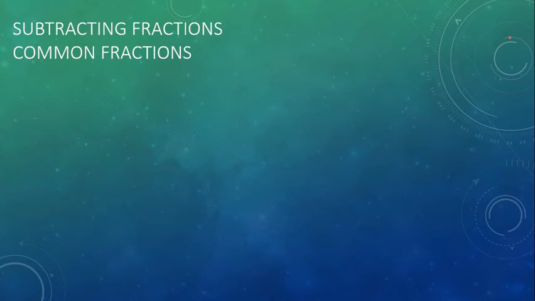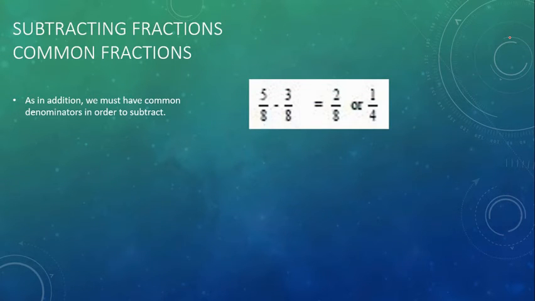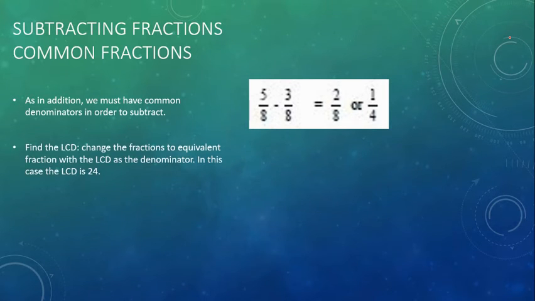Subtracting fractions. As in addition, we must have a common denominator in order to subtract. So we have 5/8 minus 3/8, which would be equal to 2/8, or then we reduce for 1/4.